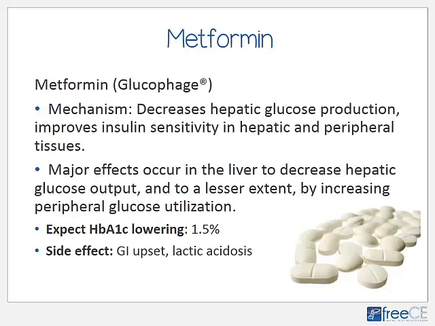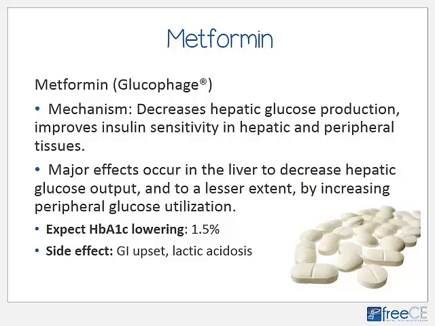Let's talk about some of these drugs. The first one that we put Jeff on was metformin, and we know that it decreases hepatic glucose production and improves insulin sensitivity in the hepatic and the peripheral tissues. It's a liver drug. It primarily works on your liver to decrease that hepatic glucose output, and it also works in the periphery for glucose utilization.